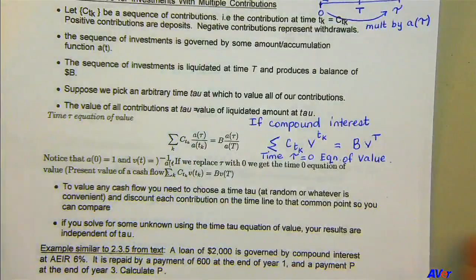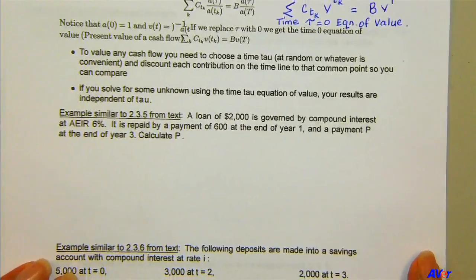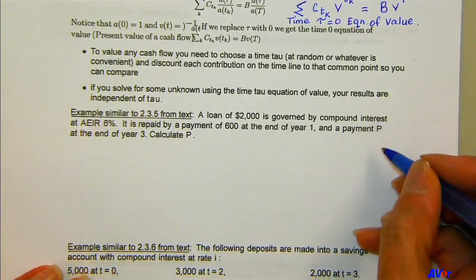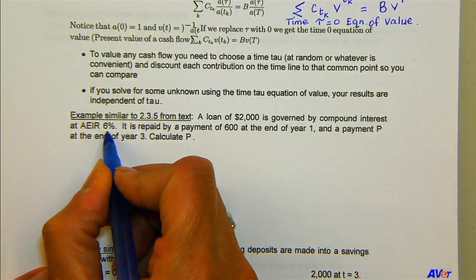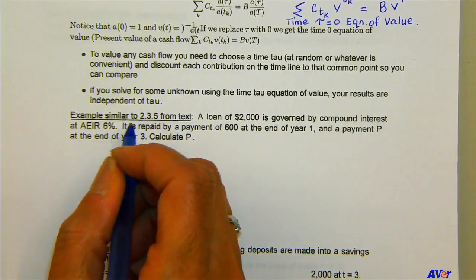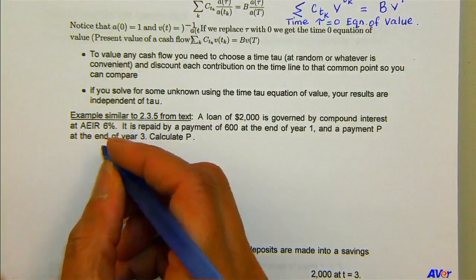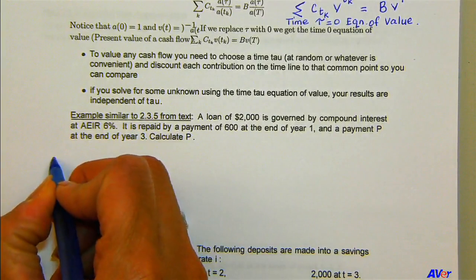It says examples similar to 2.3.5 from the text. A loan of $2,000 is governed by compound interest at 6%, annual effective interest rate 6%. It is repaid by a payment of $600 at the end of time 1 and a payment of P at the end of year 3. So let's draw a timeline.